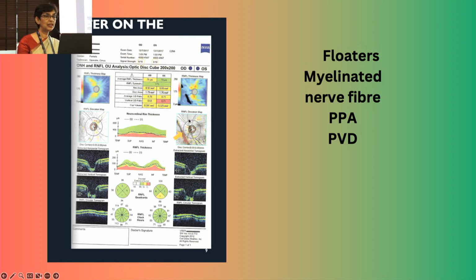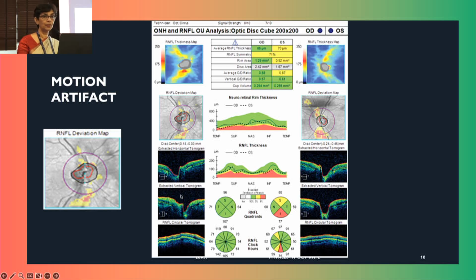On the other hand, in the deviation map, this comes as a red color straddling the disc, and therefore, since the signal is not acquired, it will lead to a yellow or red disease in your clock-R maps, and falsely you can think that the patient is glaucomatous.